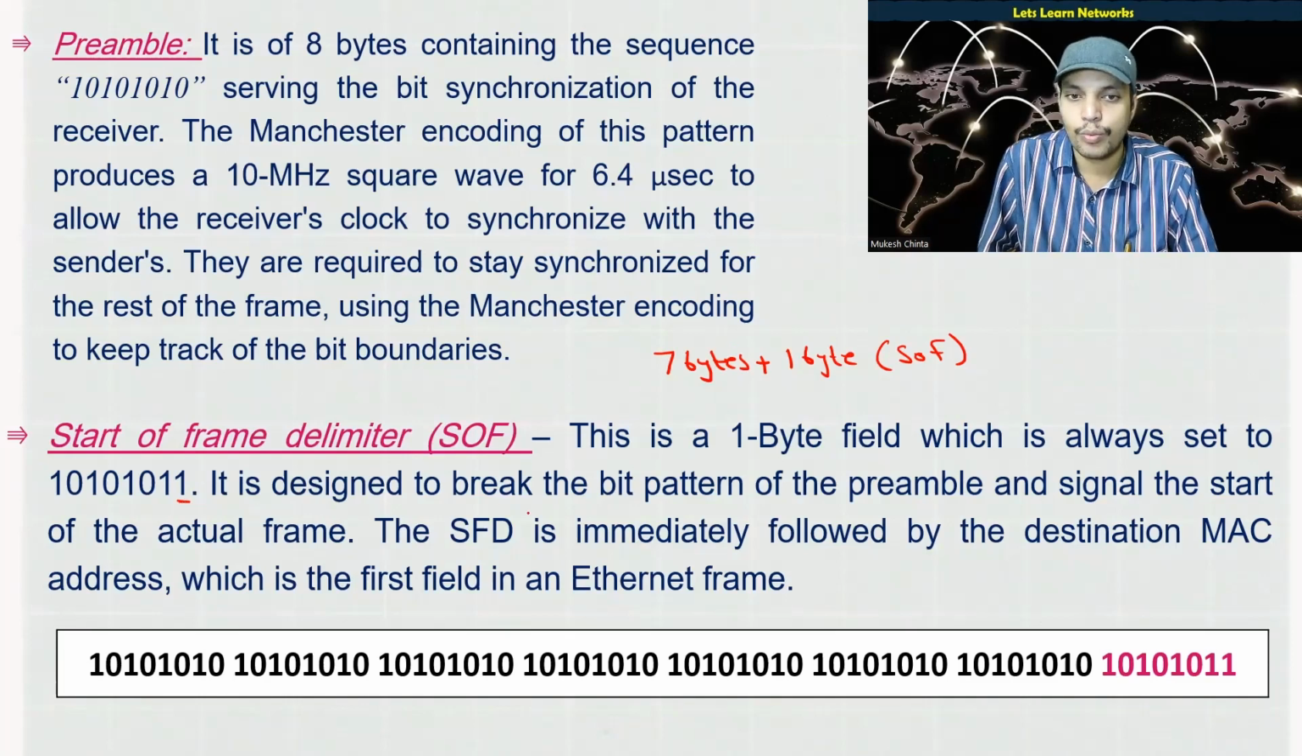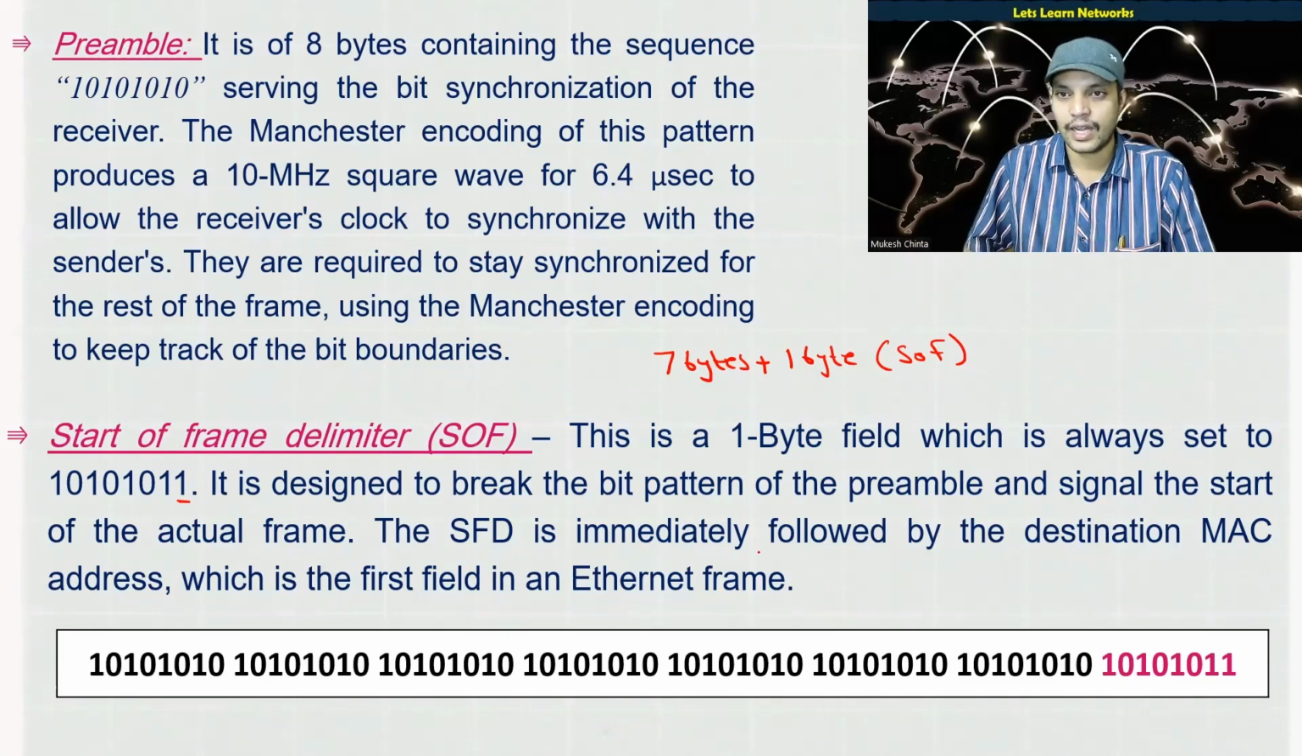It is designed to break the bit pattern of the preamble and signal the start of the actual frame. So that is the reason we call it the start of the frame delimiter. The SFD is immediately followed by the destination MAC address, which is the first field in an Ethernet frame.